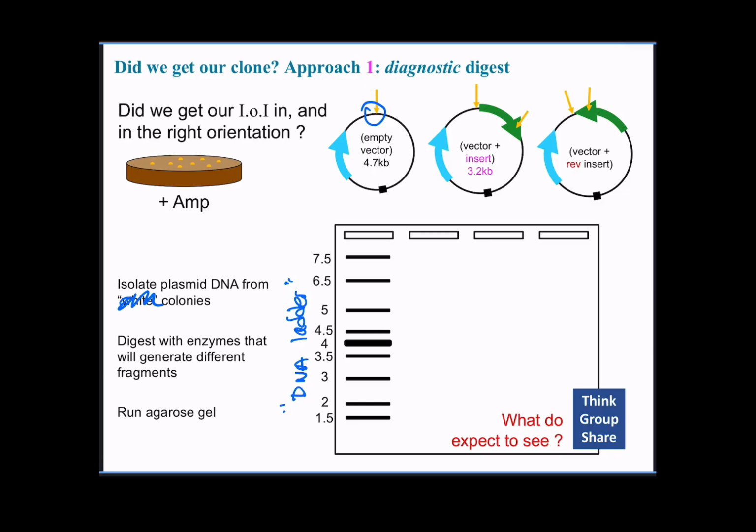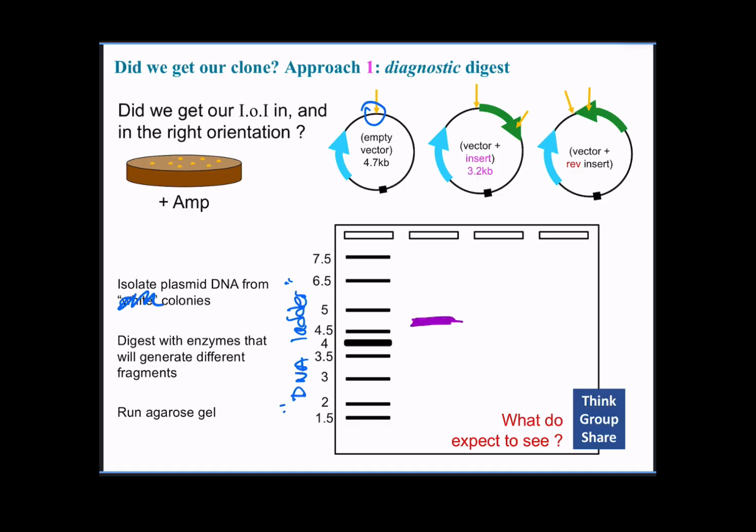Between 4.5 and 5, right? So somewhere here. And it will be only one band because you have millions of vector molecules that have been cut open, and they will all be the same size, and they will all run together to the same spot.